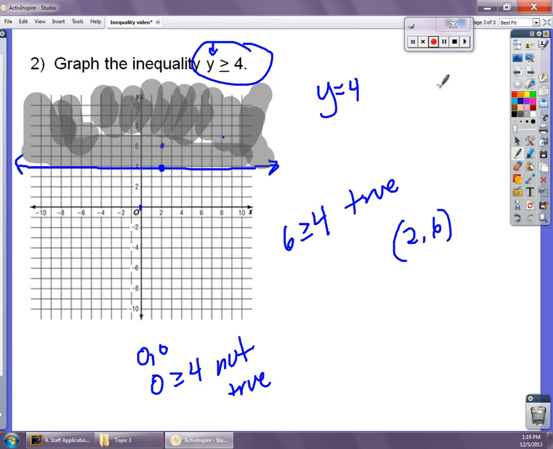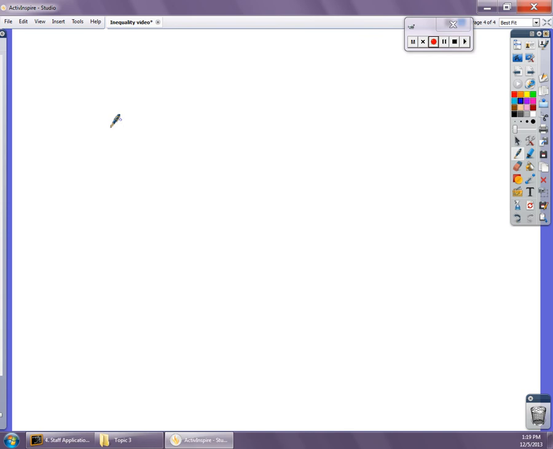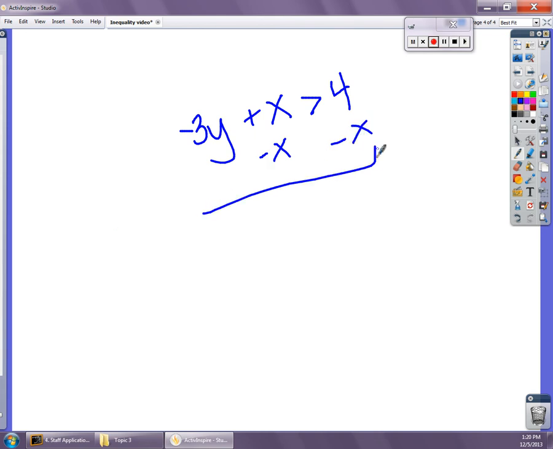The only thing I want to warn you when you're doing the other problems on your own is please remember that as you're solving for y, you have to remember the rules of working with inequalities. So as I move the x over by subtracting x on both sides, this is just a random problem. This isn't one on your sheet, but I want to show you something that's going to help you out. You get -3y is greater than -x plus 4. Well, in this problem, you're going to divide both sides by -3.